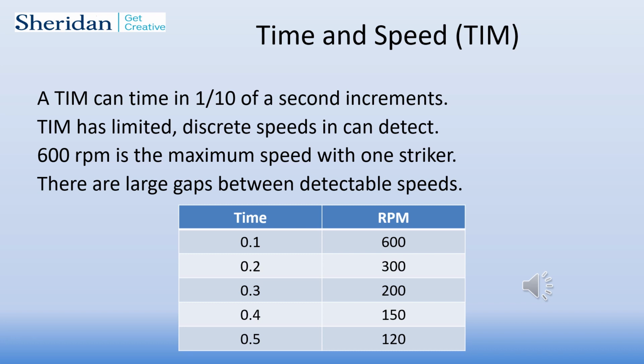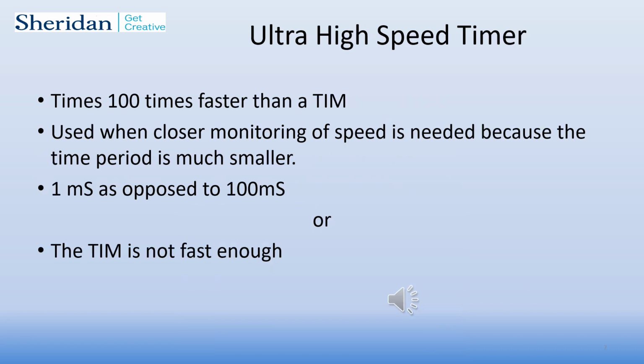It's at 600 RPM. At 0.2 or 2/10 of a second, that's 300 RPM. As you can see, there's a 300 RPM gap between those two speeds. Going to the next, you see a 100 RPM gap between 0.2 and 0.3. And between 0.3 and 0.4, it's narrowed down to 50 RPM, but there are still only discrete speeds that you can measure. For the purposes of faster time, we can use an ultra-high speed timer.